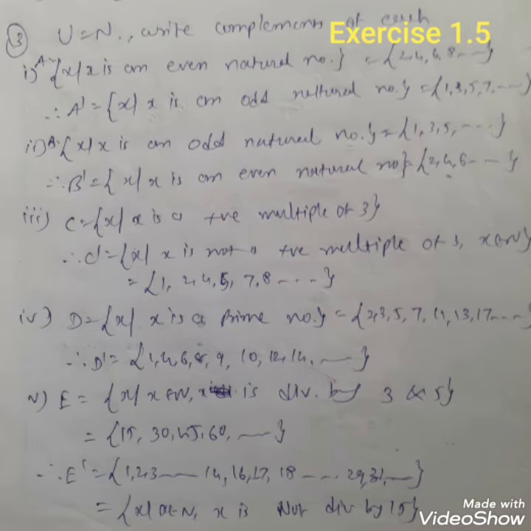So it can be written as x such that x belongs to N and x is not divisible by 3 and 5. So here we say that x is not divisible by 15. So here we get A dash equals 1, 3, 5, 7 up to infinite, B dash is 2, 4, 6, 8 up to infinite, C dash is 1, 2, 4, 5, 7, 8 up to infinite, D dash is 1, 4, 6, 8, 9, 10, 12, 14 up to infinite, and E dash is x belongs to N, x is not divisible by 15.